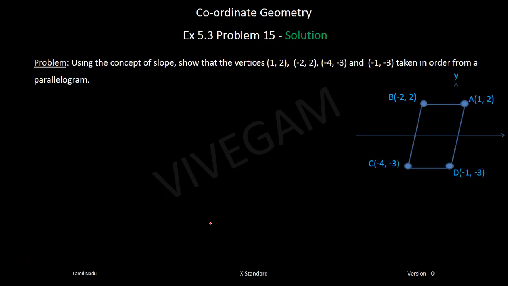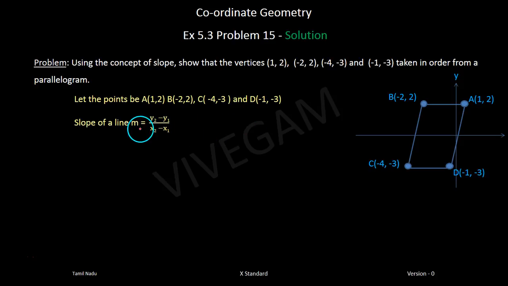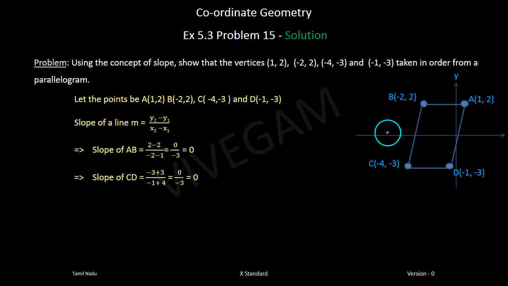Okay, the solution. You have to find the slope of all the 4 sides using the 2-point form. So let the 4 points be A(1, 2), B(-2, 2), C(-4, 3) and D(-1, 3). The slope of the line using 2-point form is given by (y2 minus y1) divided by (x2 minus x1). So let's find the slope of AB. A is x1, y1, B is x2, y2. So 2 minus 2 and -2 minus 1. 2 minus 2 is 0 divided by -3. So slope of AB is 0.